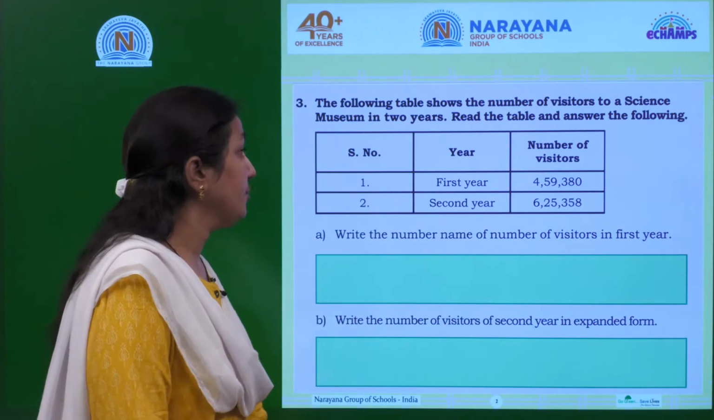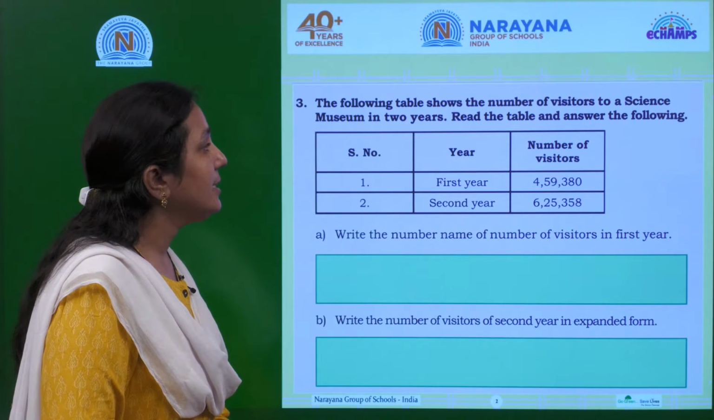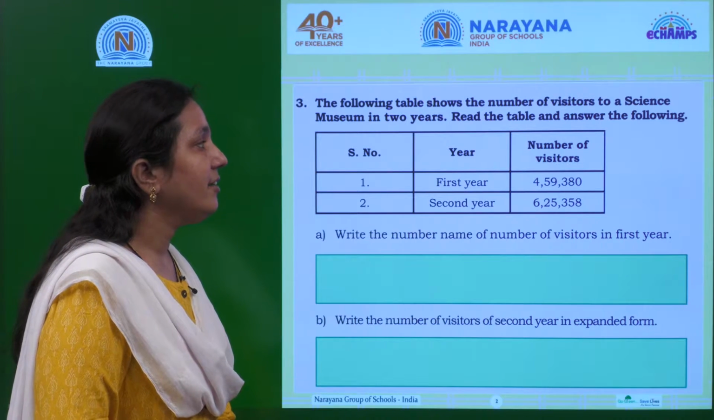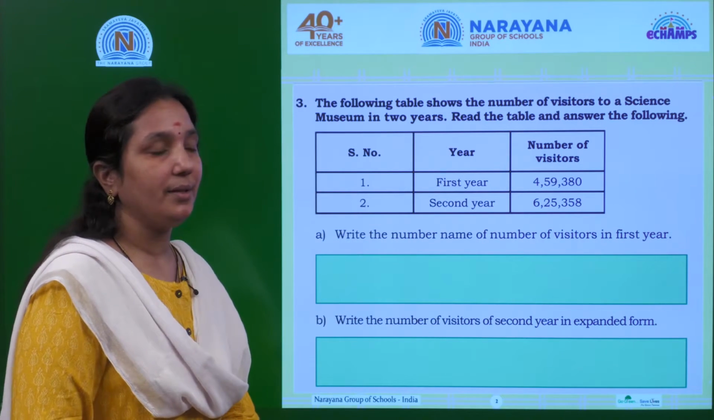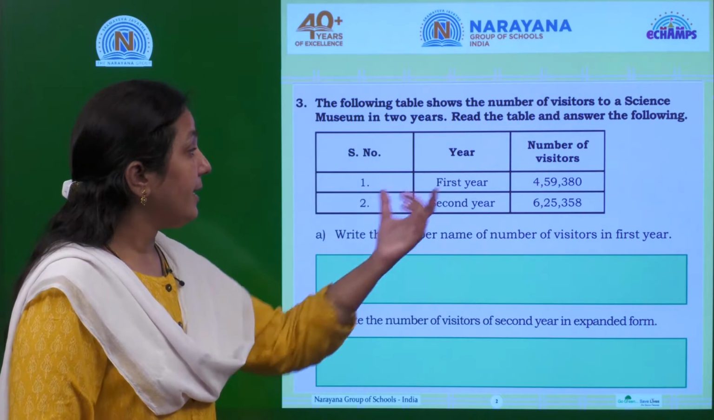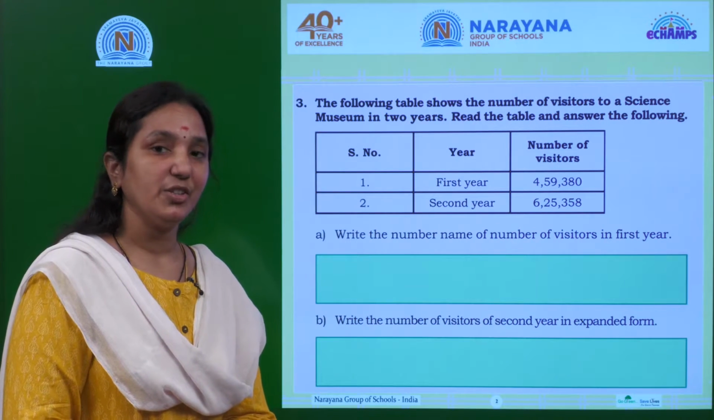Coming to the next one. See here, one table is given. The following table shows the number of visitors to a science museum in 2 years. Read the table and answer the following. The table shows the number of visitors to a science museum in 2 years.